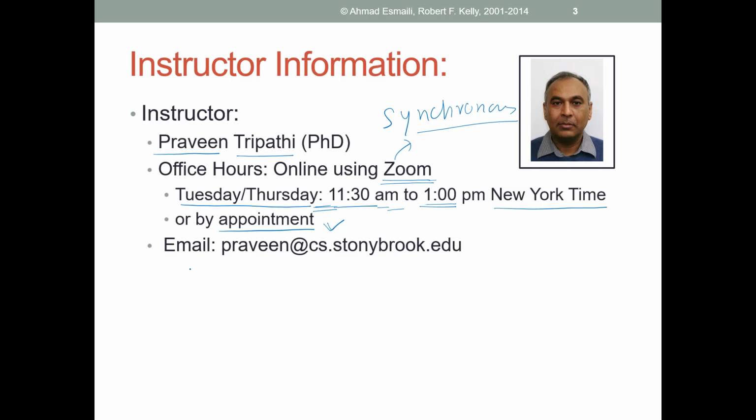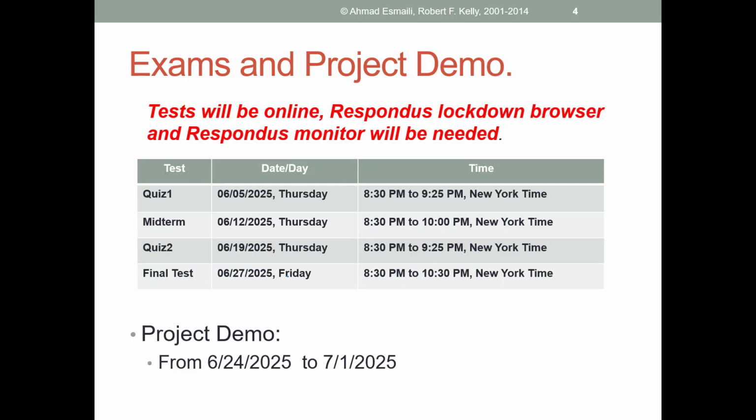For communication, if you want to reach out to me, I prefer this email, which is praveen@cs.stonybrook.edu. You should write the email to this. You should reach out to me on this email. Or if you want, you can also use my Stony Brook email, which is praveen.tripathi@stonybrook.edu.